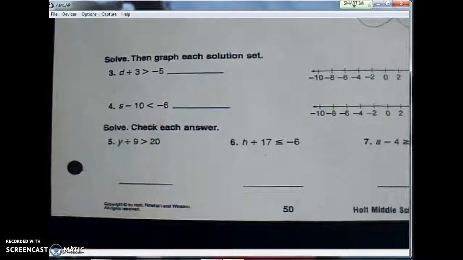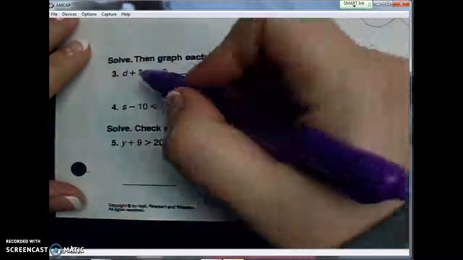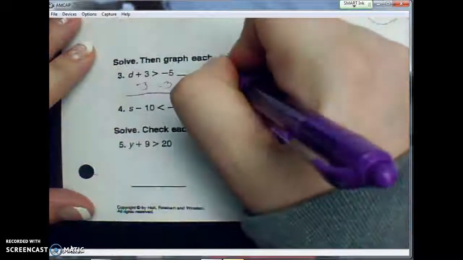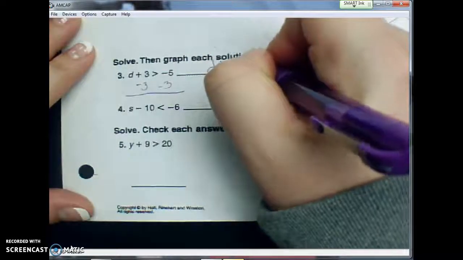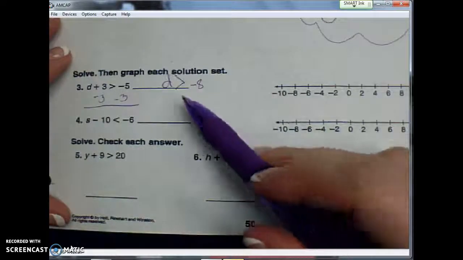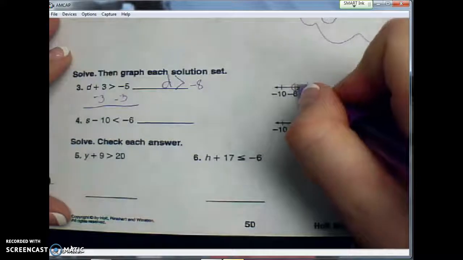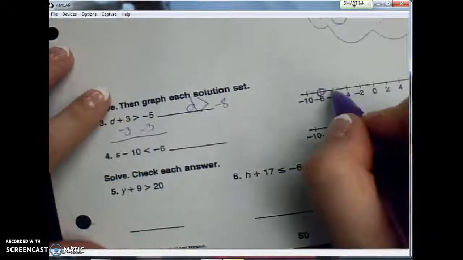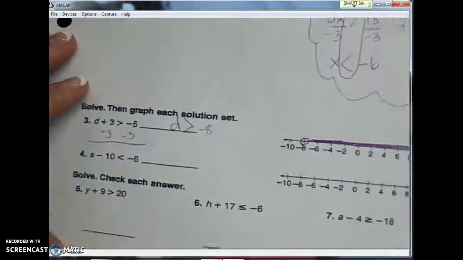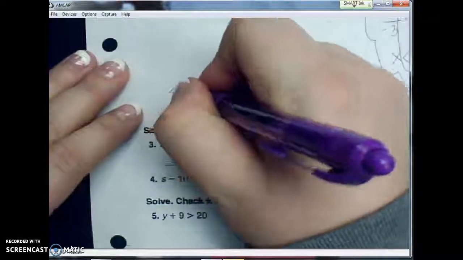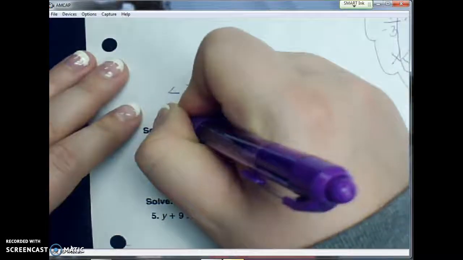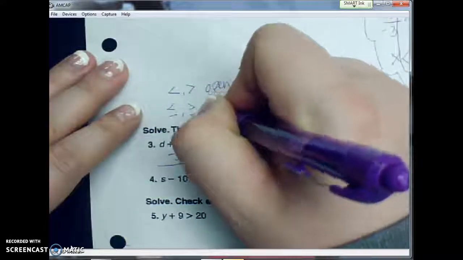So we have d plus 3 is greater than negative 5. Because I'm adding 3, I'm going to subtract 3. So I get d is greater than negative 8. So would I use an open dot or a closed dot? I'm going to use an open dot. And if d is greater than negative 8, I'm shading to the right. Just a reminder, if it's less than or greater than, it's an open dot. If it has that or equal to on it, it's a closed dot.